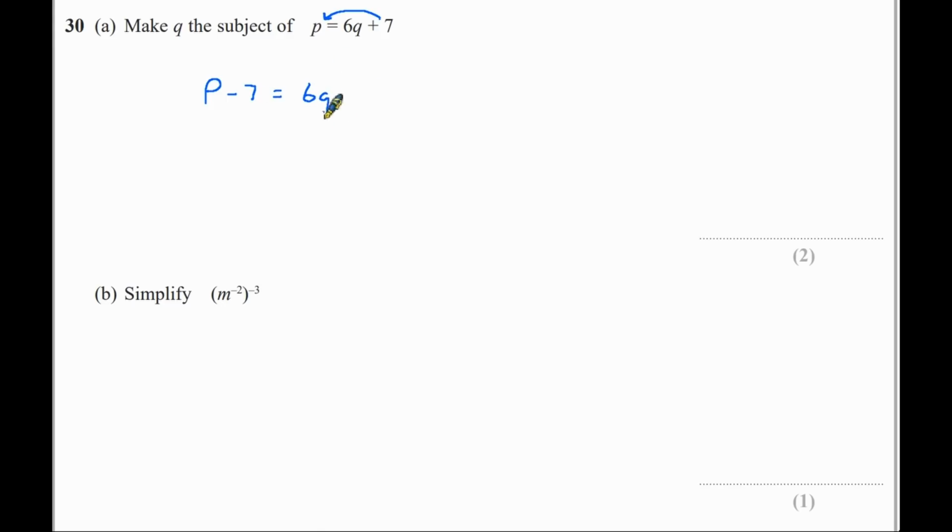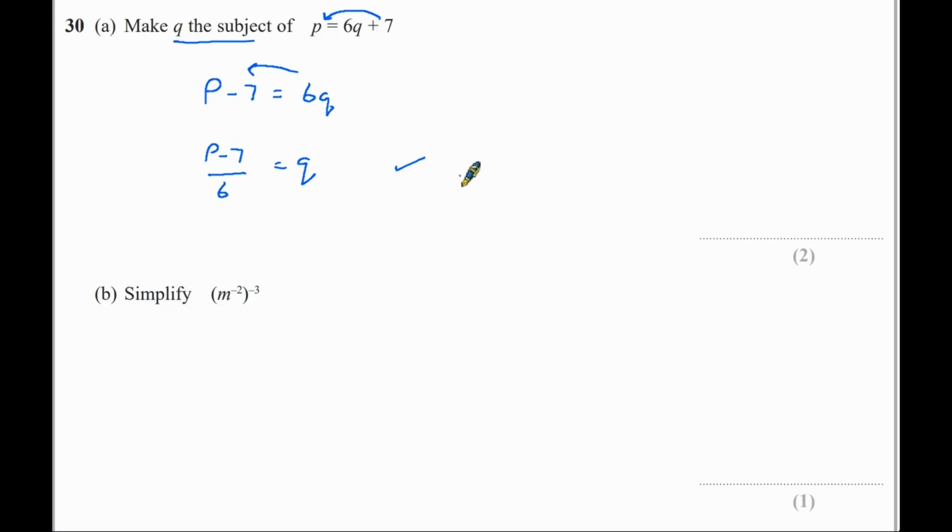Why have I moved the 7? Because I want to try and get the q on its own, make it the subject. So the next thing I have to do is move the 6. So on this side I have p minus 7. At the moment the 6 is a multiplier of q. If I move the 6 to the other side of the equation, it becomes a divide. P minus 7 over 6 equals q. If you want to write it the other way around, q equals p minus 7 over 6.